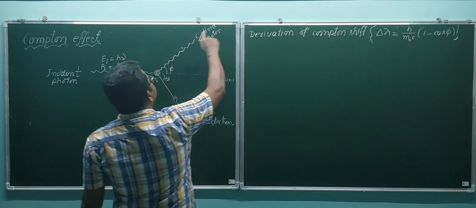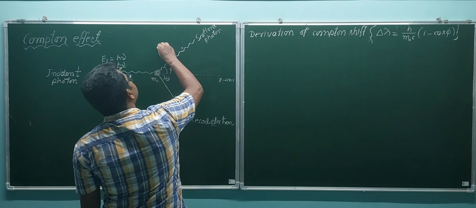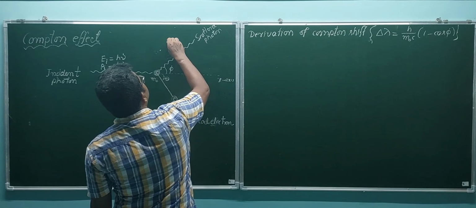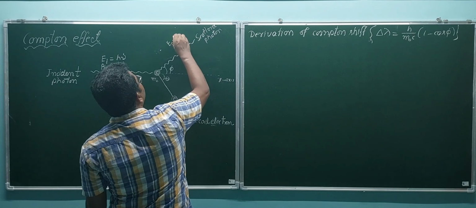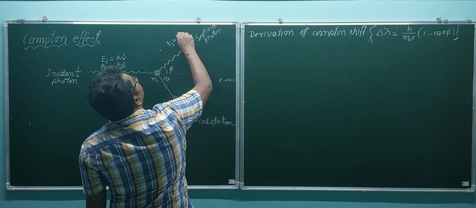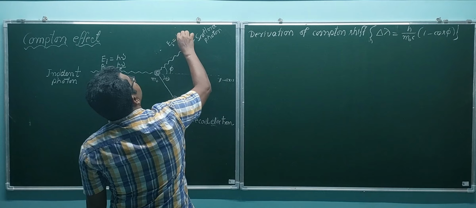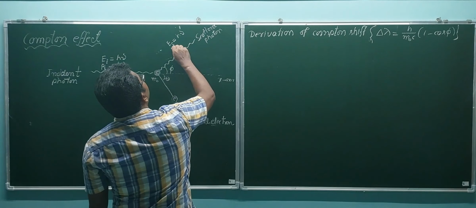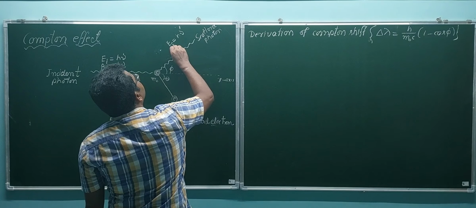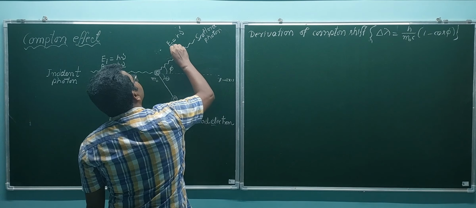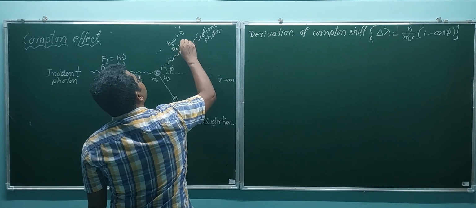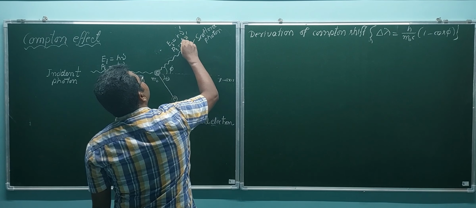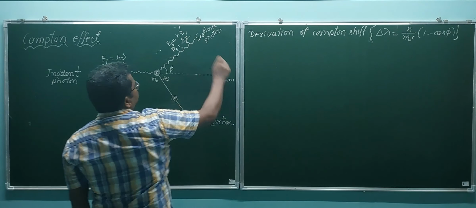Now what is the energy of the scattered photon? Say it is Es, equal to h nu prime. And the momentum of the scattered photon is equal to h nu prime upon c.